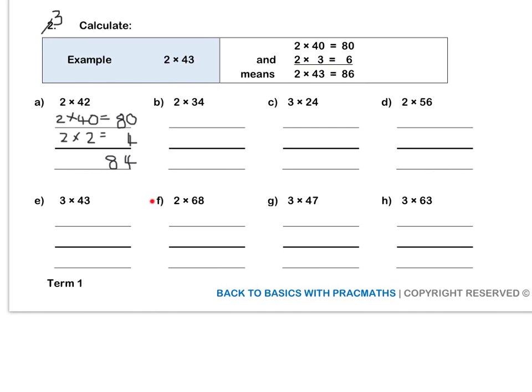Let's look at F. 2 times 60 you must write down and you get an answer of 120. And 2 times 8 is 16. Then to add up we have 6 units, 3 tens and 100. Pause this video to complete question 3.